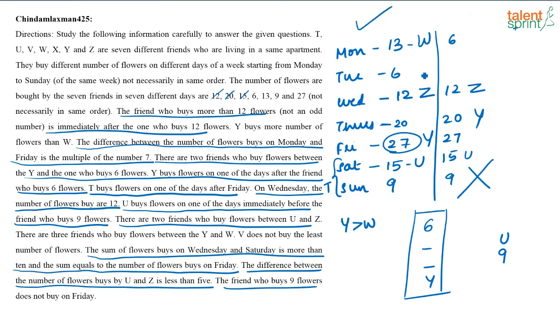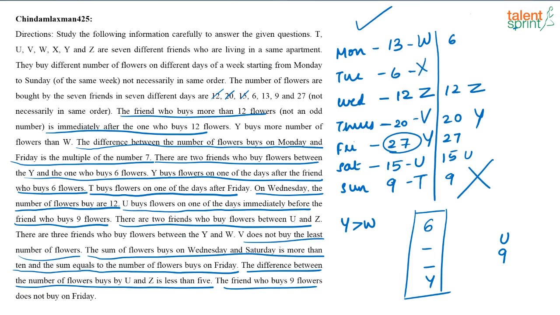So you have, this is W, Z, Y, U. Then if this is U, obviously this is going to be T, because I know T was either on Saturday or on Sunday. Now I have fixed T on Sunday, so that is also done. Then what are we left with? V does not buy the least number of flowers. So V cannot be 6. So this has to be V. So what will this be? This will be X. That's your arrangement.